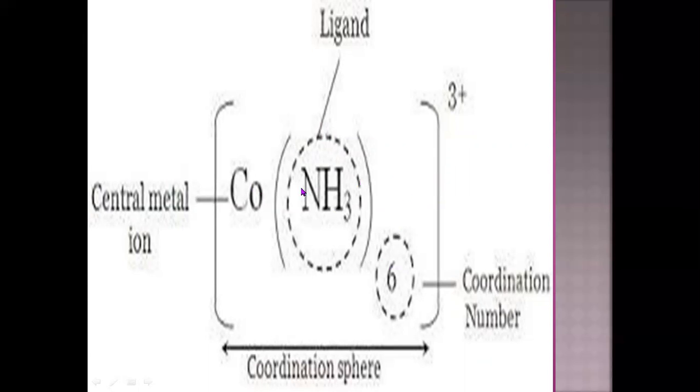In other words, cobalt has a coordination number of 6. Why? Because it can accept 6 pairs of electrons from the ligands. So the coordination number of cobalt is here 6. Why? Because it can accept 6 pairs of electrons.